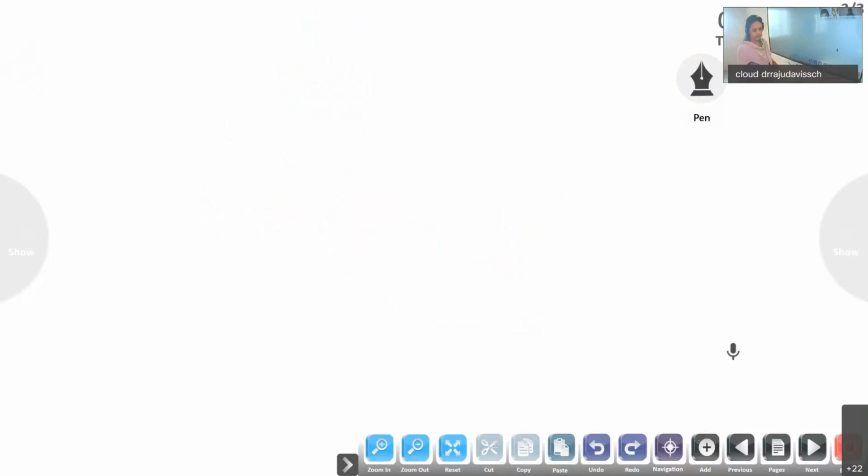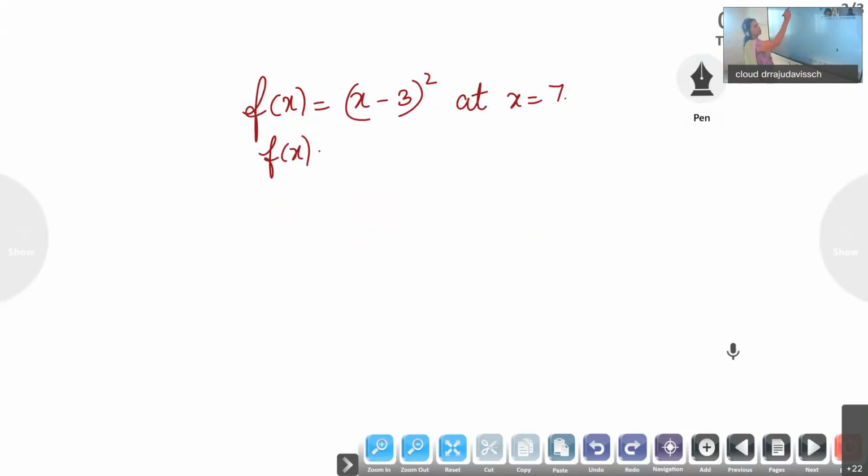Okay, write the question. Next question. Find the derivative of the function f of x is equal to x minus 3 the whole square at x is equal to 7. So, f of x is given. f of x is given as x minus 3 the whole square.